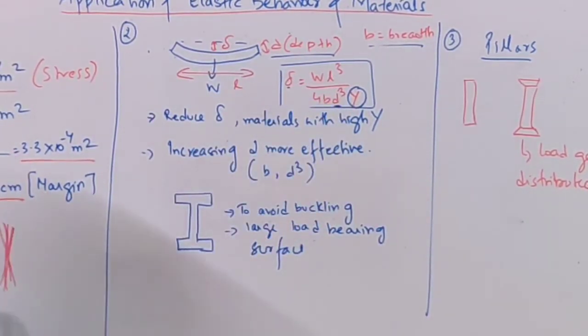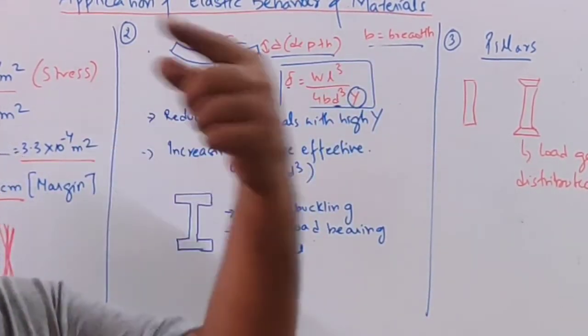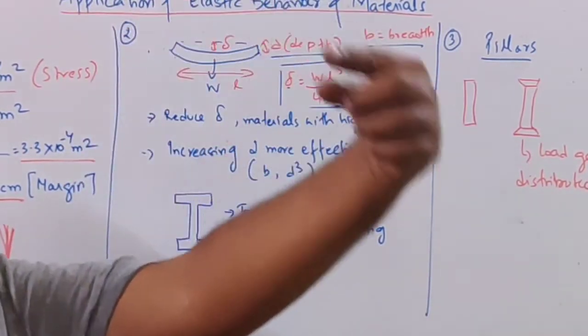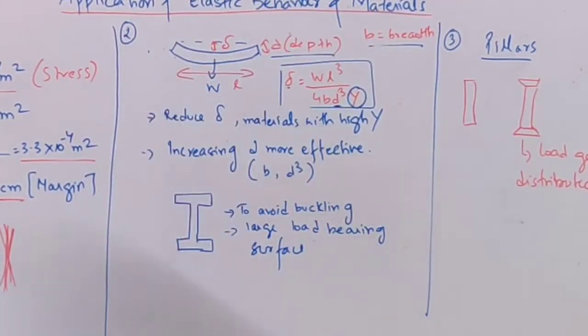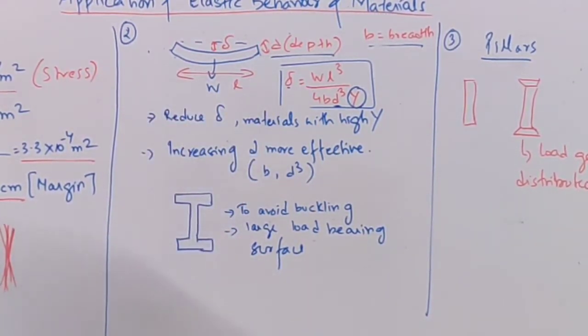Changing D will be more effective because we have a D cube term. If you increase the value of D, D cube will be further increased, thereby decreasing the value of delta. Now normally these beams are made in this I shape. Why is this done? To avoid buckling.